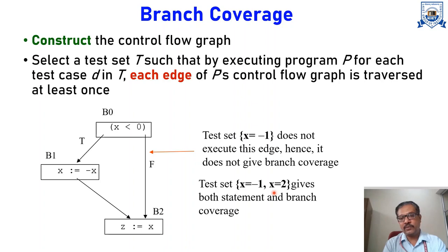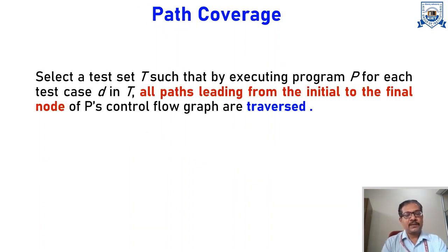Once I give x equals 2, I check here B0, the condition fails. Now I am moving in this way, and I am going to execute the B2 node, right? So that means all the branches: the first branch we have already traversed, and here I moved in this branch also with the value of x equals 2. So now with this test set, I will say that I achieve both statement coverage as well as branch coverage. Now we will see the concept of path coverage.